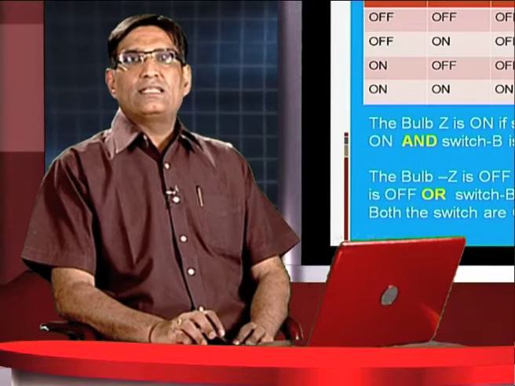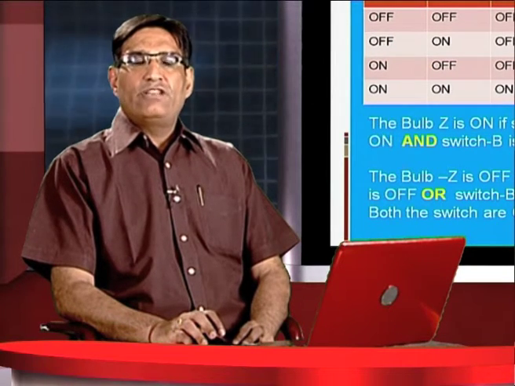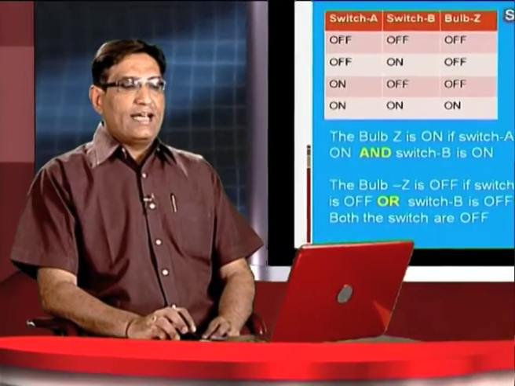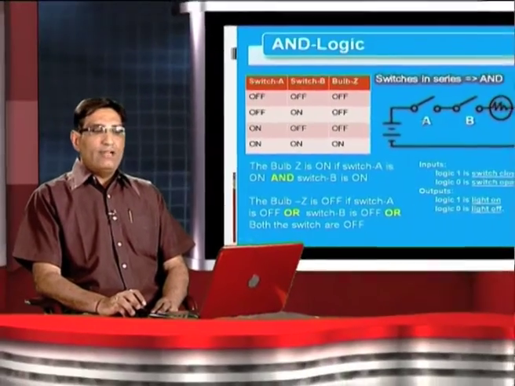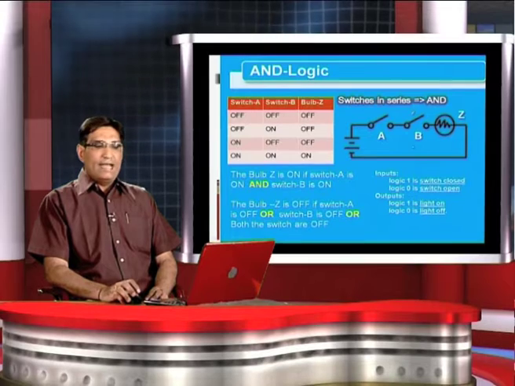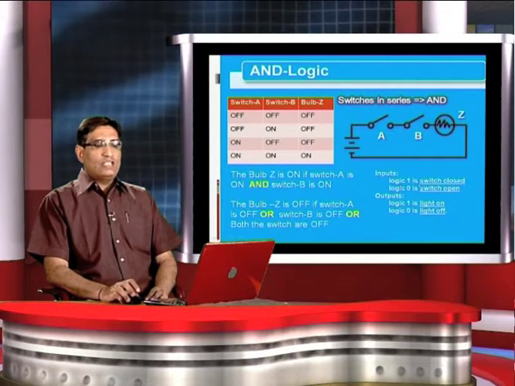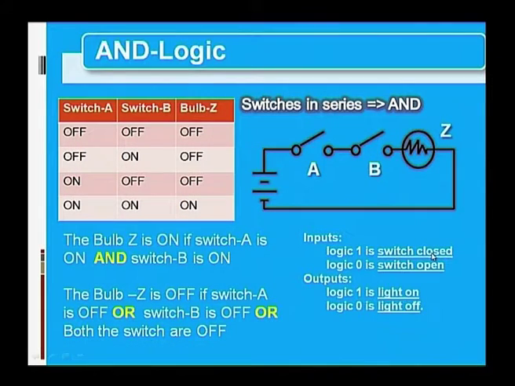Now, let us understand the AND logic with reference to an electronic circuit. Here we consider that we have a battery, 2 switches in series and a bulb Z. Here we define that logic 1 is switch closed, logic 0 is switch open, and for the output Z we define that logic 1 is there if the light is on and logic 0 is there if the light is off.